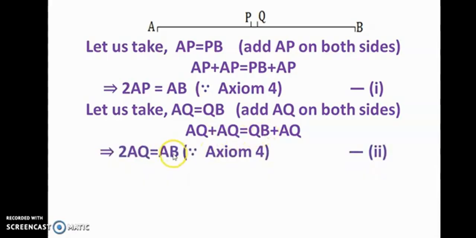2AQ is equal to AB. Again, QB plus AQ. Here, QB plus AQ.